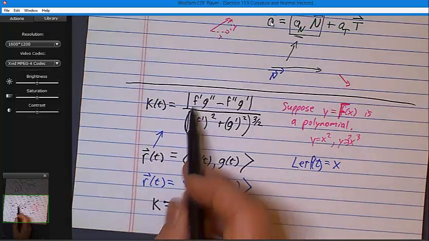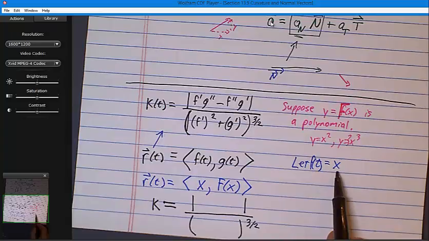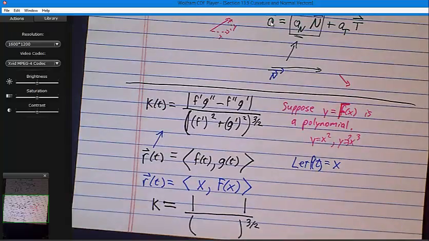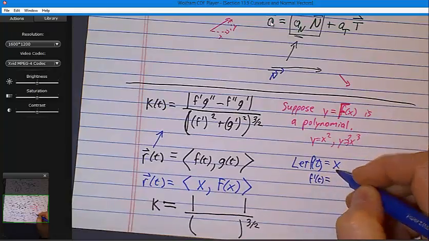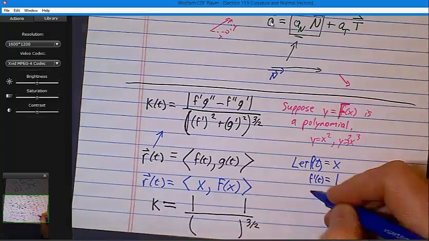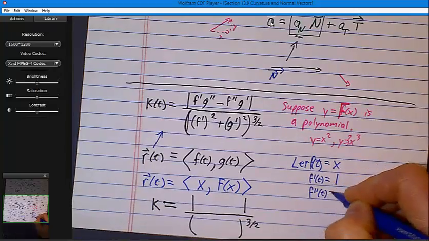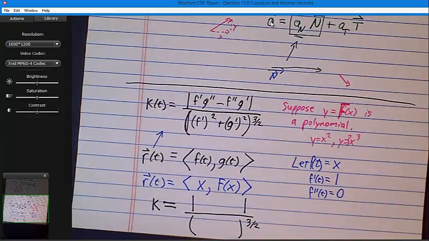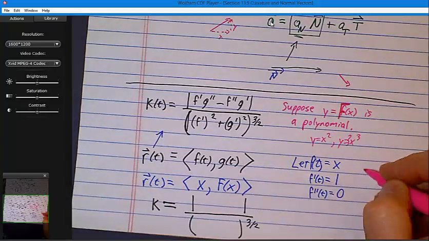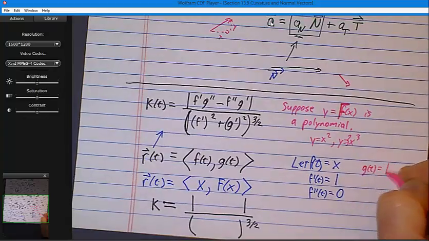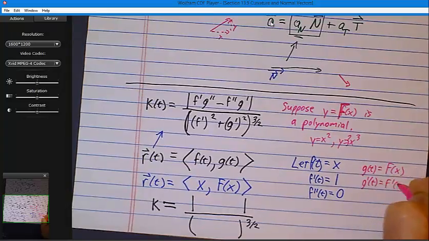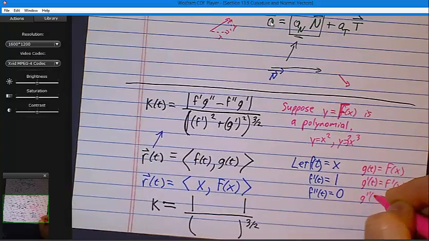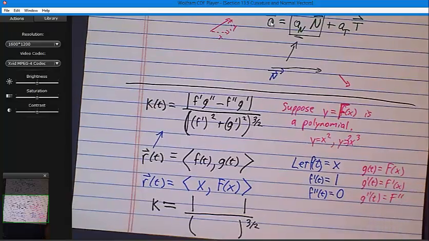Now where it says f prime, remember little f of t was x. So let me continue there. F prime of t must be equal to 1, right? And f double prime of t exists, but it equals 0, right? Okay, fine. And then this g of t is what I called big F of x. So g prime of t is big F prime of x, and g double prime of t is actually just going to be big F double prime.